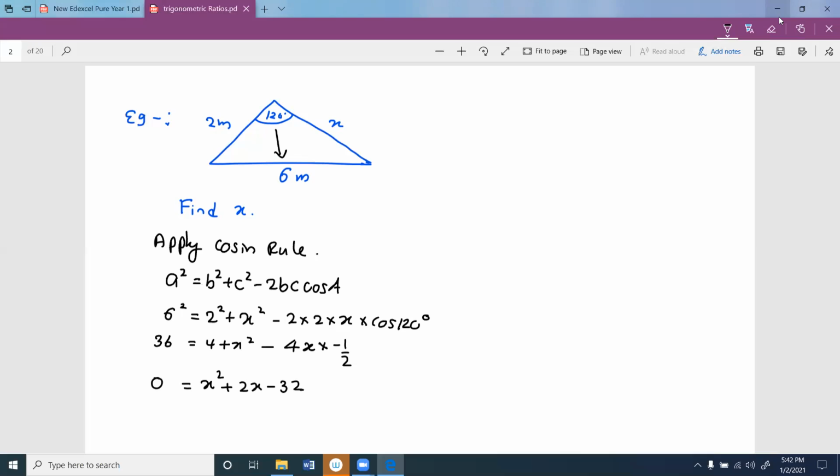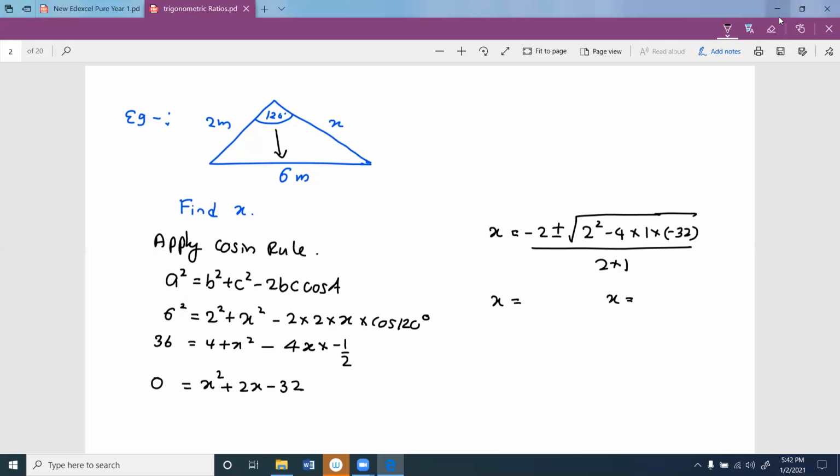Now we have to solve this quadratic equation to obtain the answer for x. So you can write x equals minus 2 plus or minus the square root of 2 squared minus 4, a is 1, c is minus 32, divided by 2a, 2 into 1. So with that, you get the answer for x. Now let's see what other restrictions they can ask you. For this, don't spend your time simplifying manually. You just use the calculator and obtain the answer.